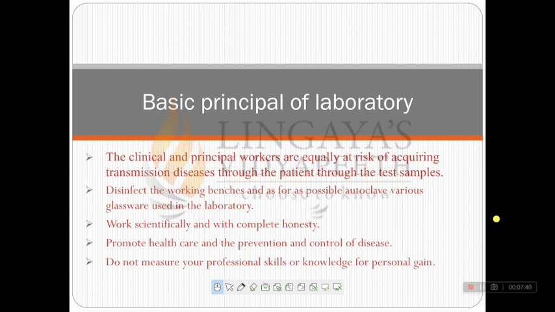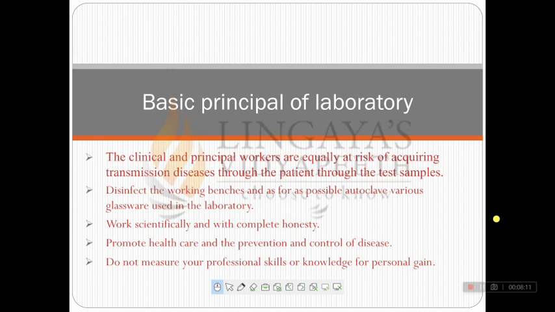Promote healthcare and the prevention and control of disease. The person working in the laboratory must be promoting the healthcare and should be working towards the prevention and control of disease, because laboratory is at high risk of spreading the infection. So to stop the infection, this is the primary duty of the laboratory workers or the laboratory personnel that are working in the laboratory, to maintain the infection control.